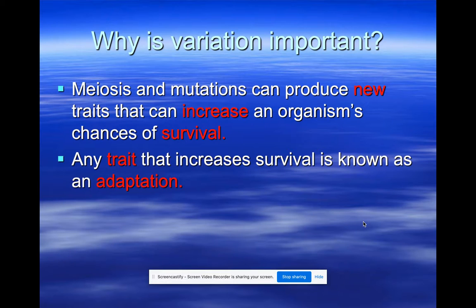All right, so why is variation important? Well, because it can produce new traits. And if those new traits give you an increase in your chances of survival, then that trait will survive. And a trait that increases your survival is called an adaptation. All right. So adaptations occur all the time.